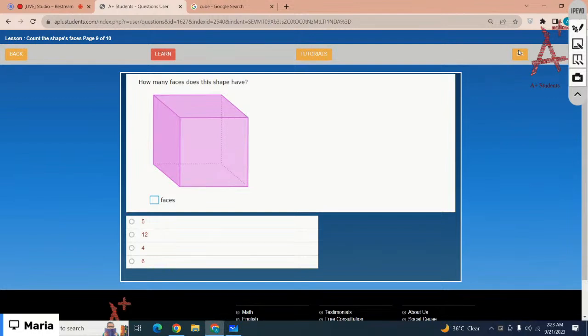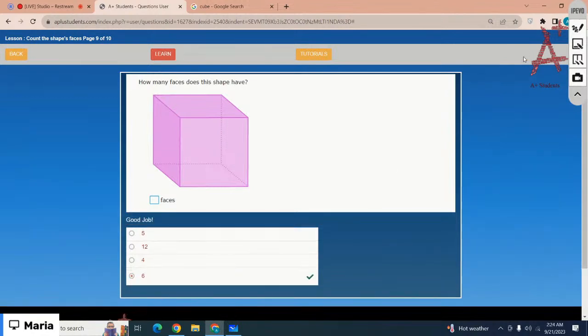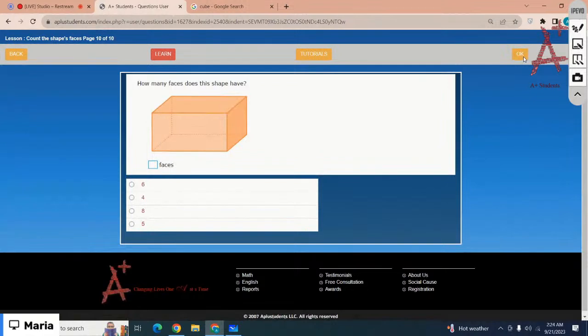How many faces does this shape have? The correct option is, very good. The shape has six faces. The correct option is six. How many faces does this shape have?